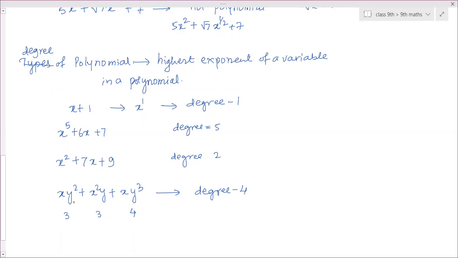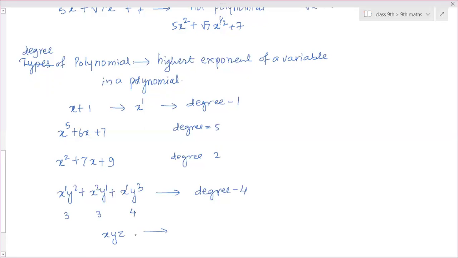Whenever there are two variables in every term, you have to add the exponents of the term. You have to add the power of both the variables. So here it is x to the power, nothing is there, that means 1. So 1 plus 2 will become 3. This is 2, this is 1, so 2 plus 1 is 3. Then this is 1 plus 3, which will become 4. So which is the maximum one? 4. So therefore the degree is 4. Is it clear? Every term you have to check separately.